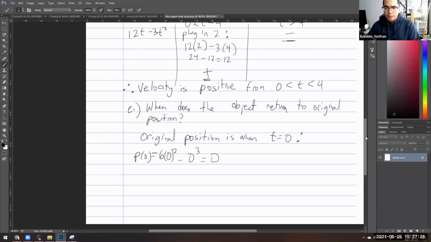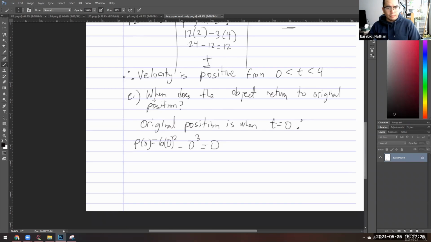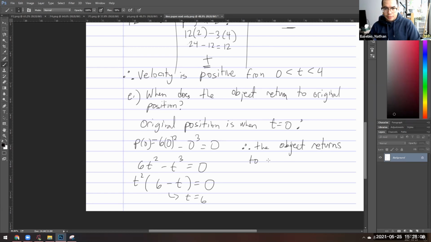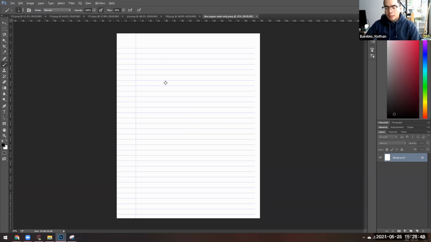Do we use the velocity? Do we use the acceleration? We stick to the original function because we're just looking for time. So when is it at its original position? We set the original function equal to 0. So we go 6t squared minus t cubed equals 0. Factor out a t squared. 6 minus t. So the other time is from here, which is t equals 6. So therefore, the object returns to original position at t equals 6.